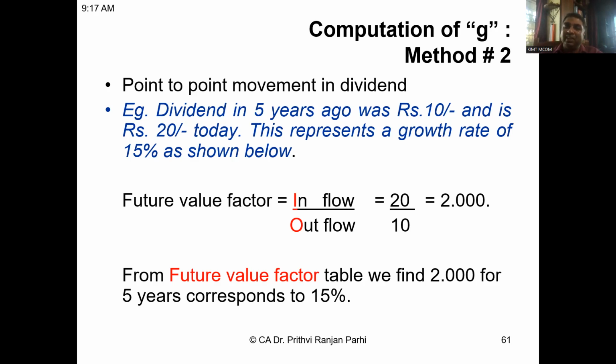Now we can refer to the future value factor and try to find out the same number in the factor table in the 5 years row. If you find, you can find out that amount corresponds to 15%. I had shown you in the previous session. Again, I am trying to show you again. So for that, I have to take you to the future value factor table. Just give me a moment. I am again sharing you this future value factor table.